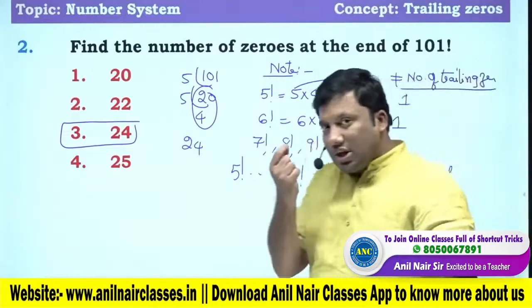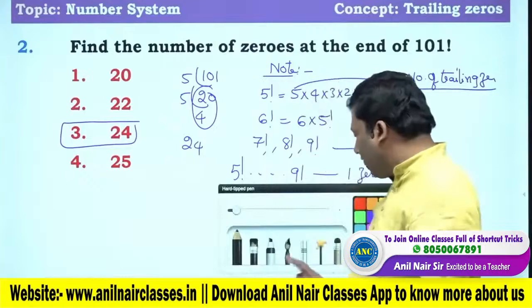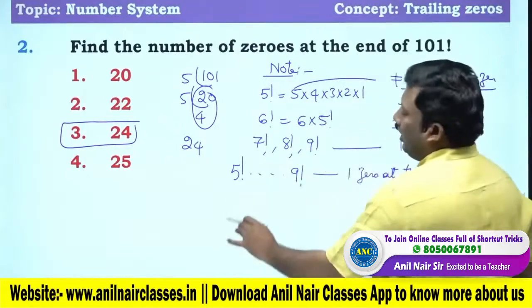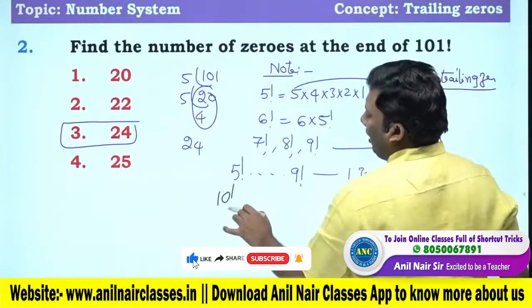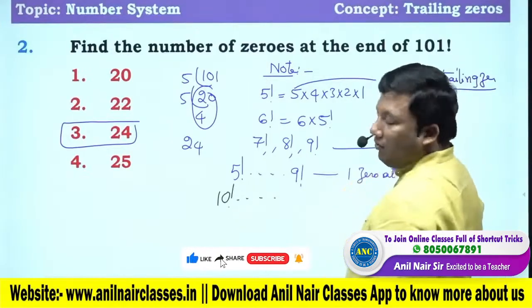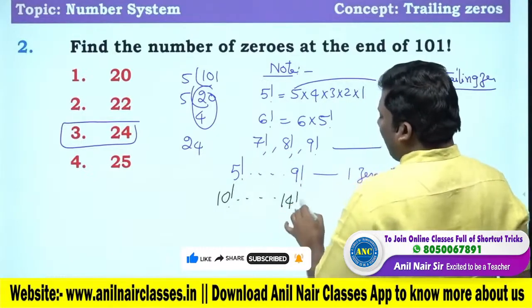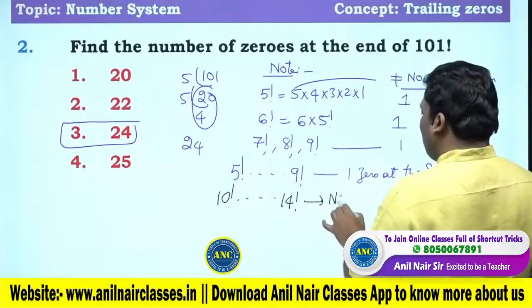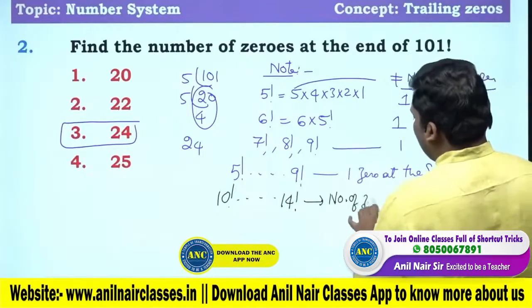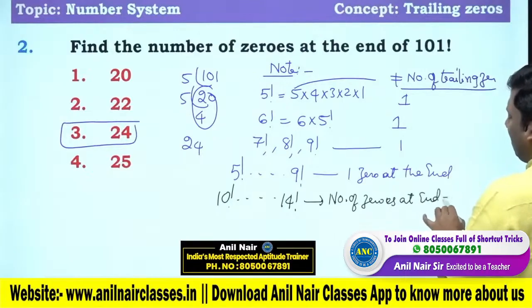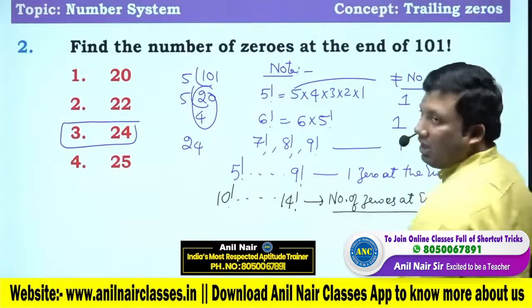This line is extremely important to me. Listen carefully. Starting with the number which is a multiple of 5, starting with 10 factorial, till the number which is 1 less than the next multiple of 5, 14 factorial, number of zeros at the end will remain same. In this case, it is 2.